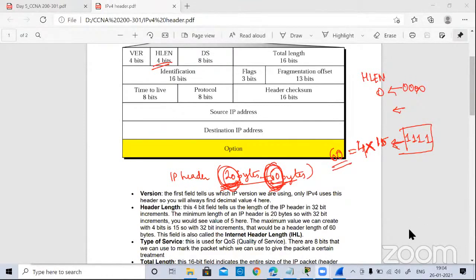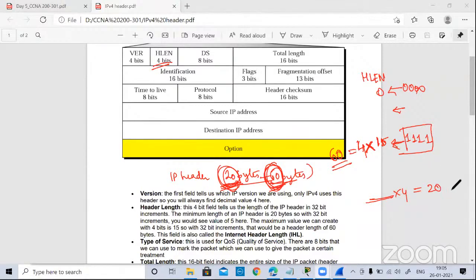Yes, you're saying 111, Shabaz, but that stands for 7. I need the answer to be 20 bytes, and I have to multiply with 4. So what should be that particular number? What should the number be if it is 20 bytes? 1010, 1001, 0101. Right.